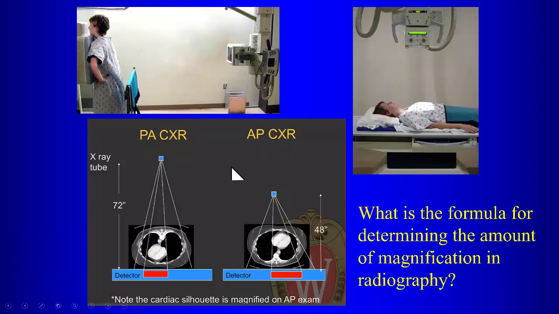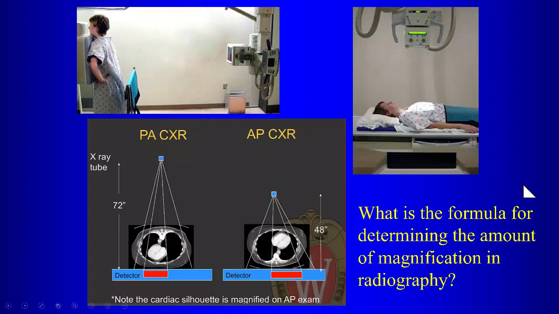With the PA chest X-ray, it's taken with the X-ray tube further away from the patient, and that also helps to minimize the magnification of the heart. With the AP view, and especially with a portable chest radiograph, the X-ray tube is actually closer to the patient, and the geometry here shows you that that gives you even more magnification of the heart.